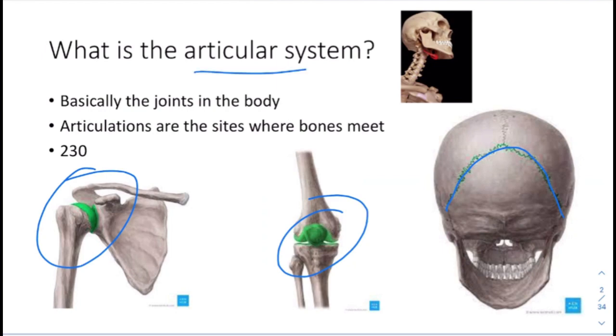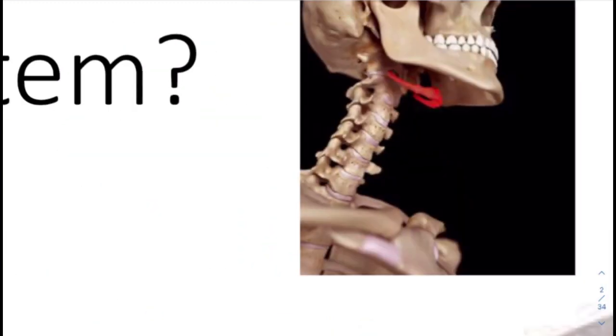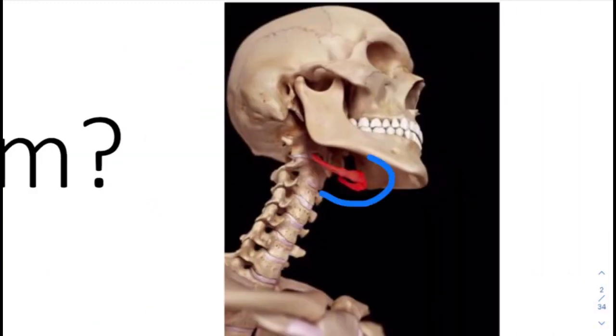Articulations, they're sites where the bones meet. For example, here we have the femur. It meets with the tibia and the patella. In the shoulder joint, the head of the humerus meets with the glenoid fossa of the scapula, and so on. In total, there are 230 joints in the body, and there's actually one bone called the hyoid bone, which doesn't articulate with any other bone, and it's held in place by the neck muscles.